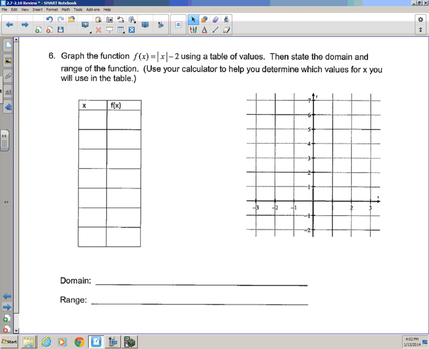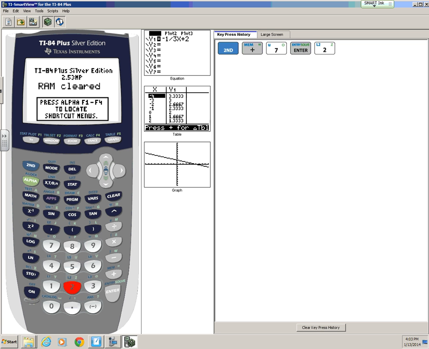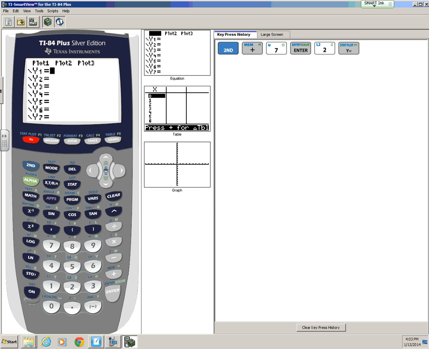We need to graph this function, the absolute value of x minus 2, using a table of values. We need to state the domain and the range. And then we need to use the calculator to help you determine which values of x to use. Well, I don't really know what to use for the values of x. So I'm going to go to the graphing calculator. I've already cleared my memory. I'm going to go into y equals, and type in the function that they asked about. It says y equals the absolute value of x subtracted by 2.